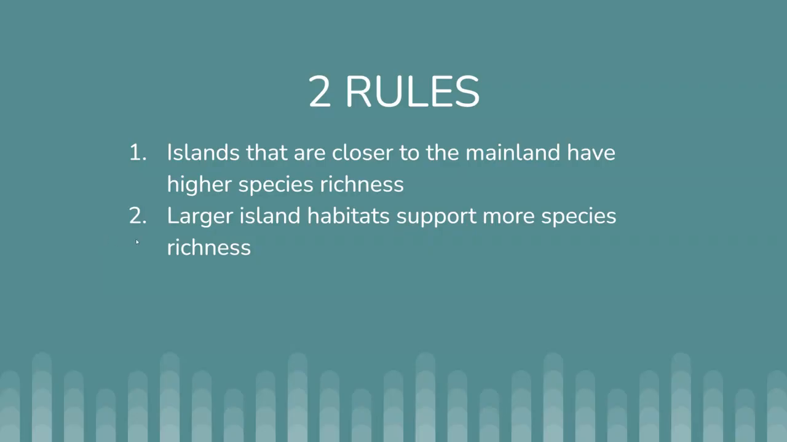Next up is island biogeography. There are 2 rules that are essential to know about island biogeography. The first is that islands that are closer to the mainland have higher species richness. Let's take Madagascar, for example. Madagascar is pretty close to the mainland, so it has a higher species richness.